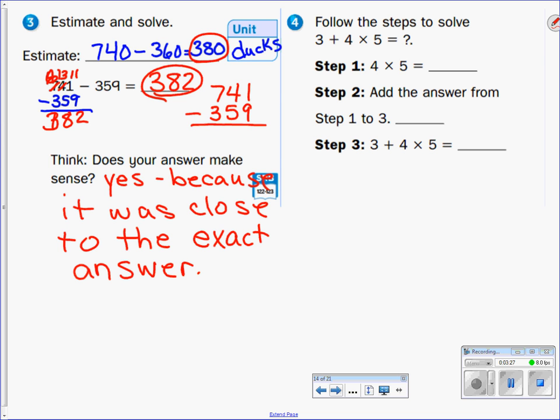Number 4, follow the steps to solve. So step 1, 4 times 5 is 20. We're going to add the answer from step 1 and 3. So 20 plus 3 equals 23. So 3 plus 4 times 5 equals 23.